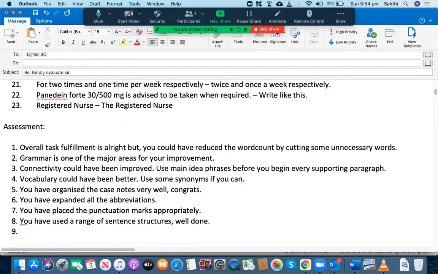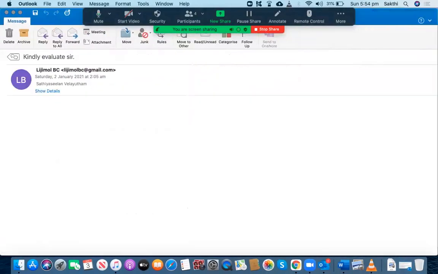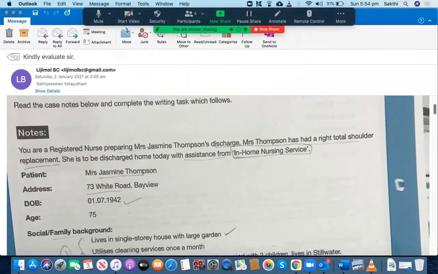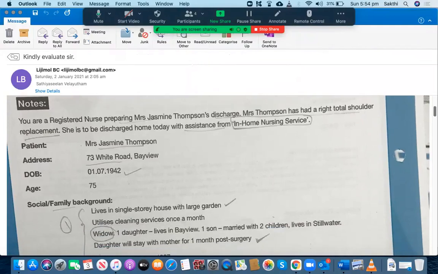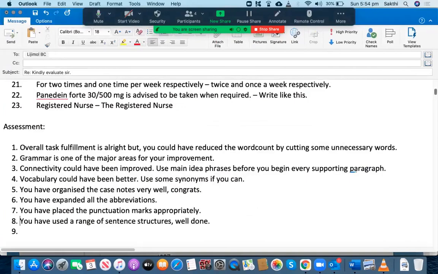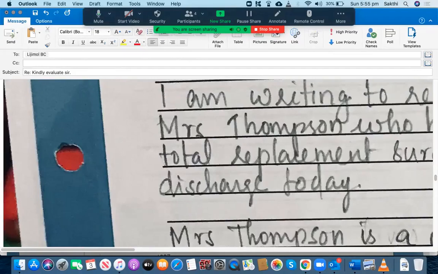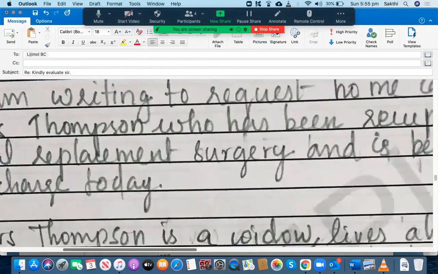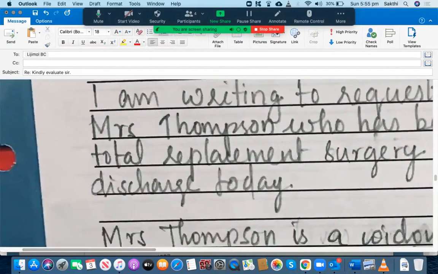Now we need to see whether you have included all the case notes or not. Okay, let's go through this using the other email. Yeah, it's here. All right. You're a registered nurse preparing a discharge. Okay, that's all right. Right, total shoulder replacement. Okay, did you write shoulder replacement in the introduction paragraph? Yeah, right. Shoulder only. Okay. Total replacement. Right, total replacement, isn't it?